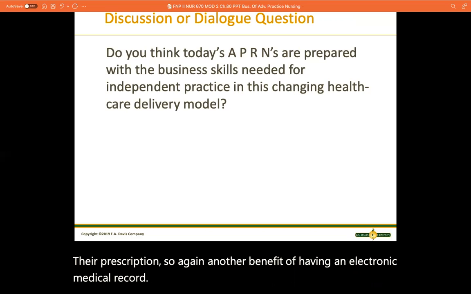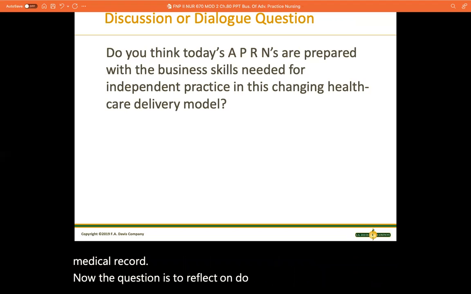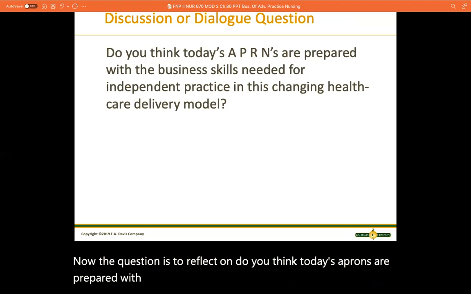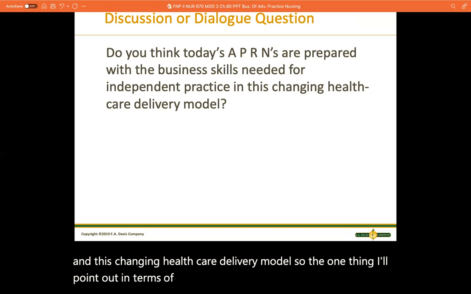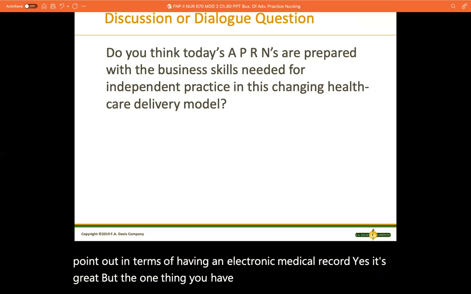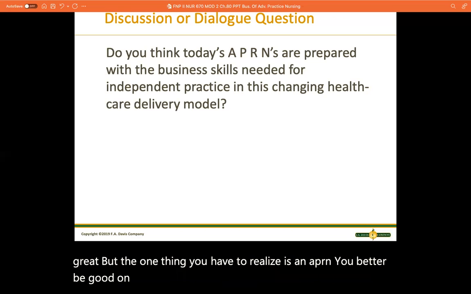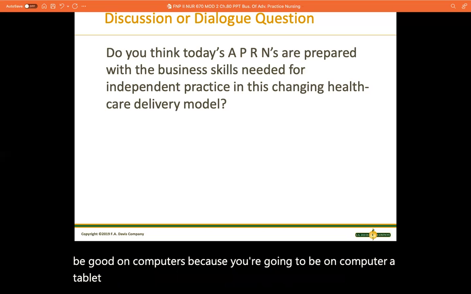Now, the question to reflect on is, do you think today's APRNs are prepared with the business skills needed for independent practice in this changing healthcare delivery model? So the one thing I'll point out in terms of having an electronic medical record, yes, it's great, but the one thing you have to realize as an APRN, you better be good on computers, because you're going to be on a computer, a tablet, everything you're doing is technological.